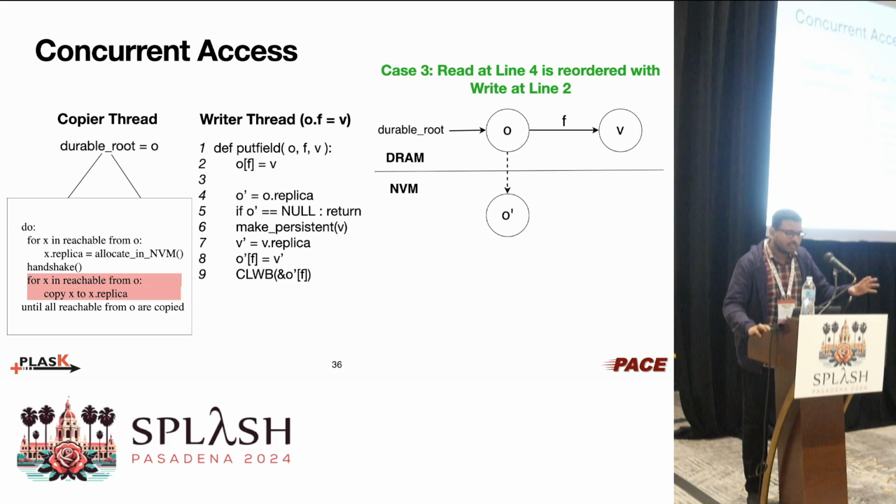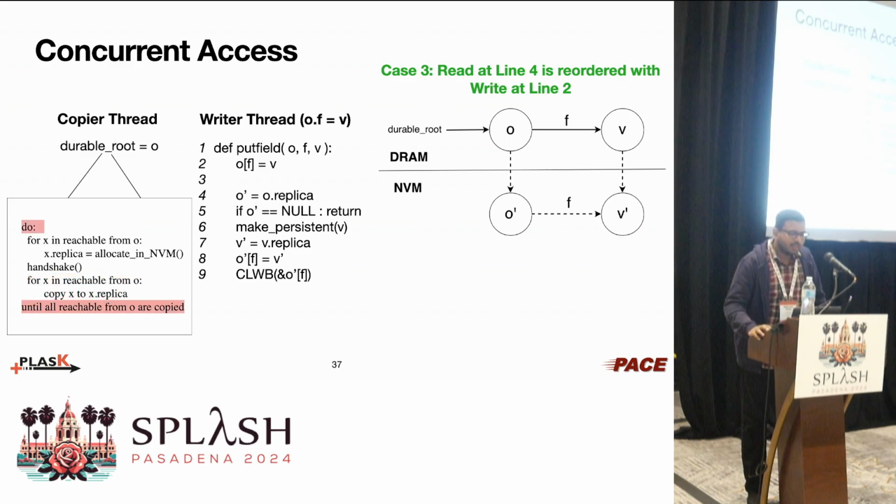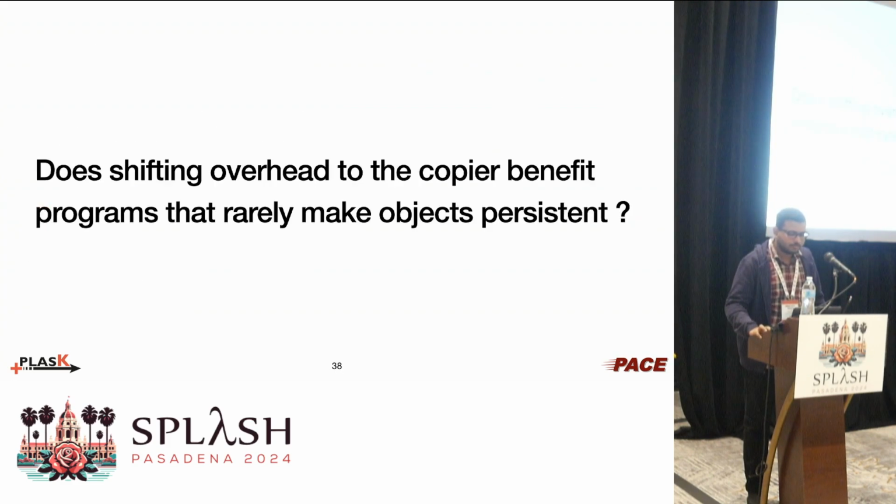Now, notice that while we were doing this copy procedure, we have added V to the field F of object O on the DRAM side. And that's why there is a do-while loop present here, which basically ensures that all the objects which are reachable from O are copied on the NVM side. And in this manner, we get consistent copies on the NVM, and we fix the issue that was happening with the writer wait approach without mfence instruction.